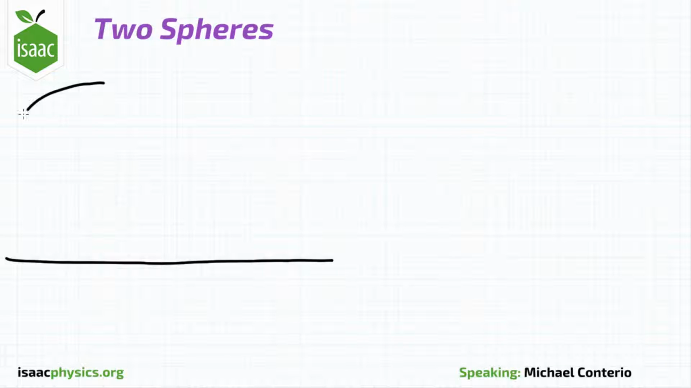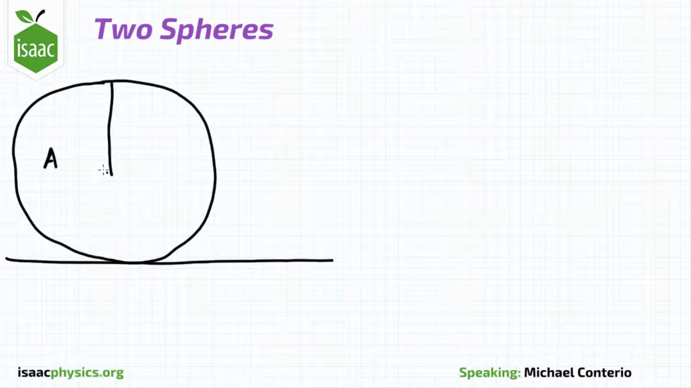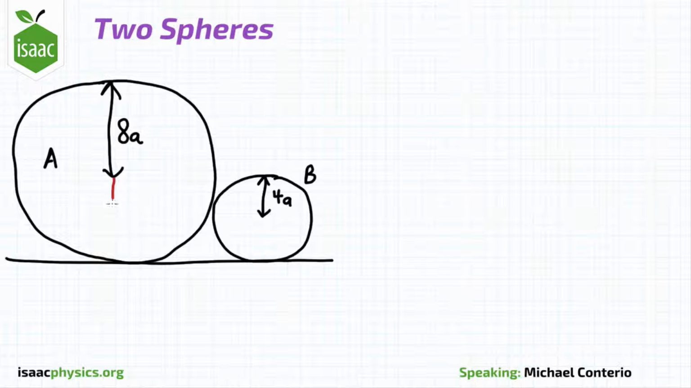As usual, we start by drawing a diagram representing the information that we've been given in the problem. Sphere A has a radius of 8a and sphere B has a radius of 4a. We're given that the weight of sphere A is 4mg, and this will act downwards from the centre of mass. And similarly for sphere B, the weight is mg, acting downwards at the centre of mass.